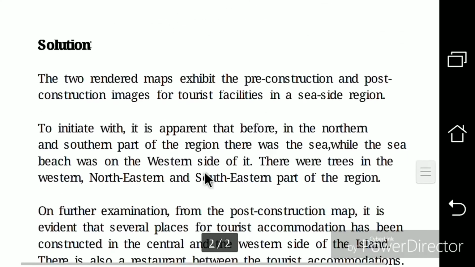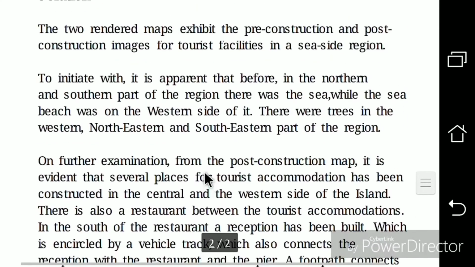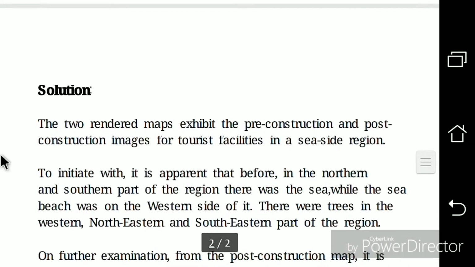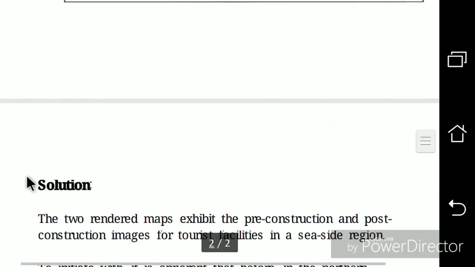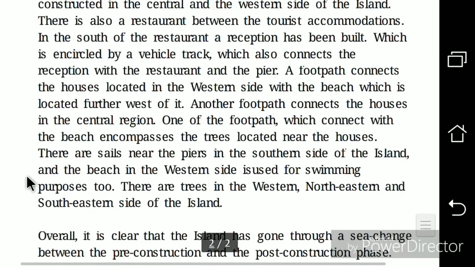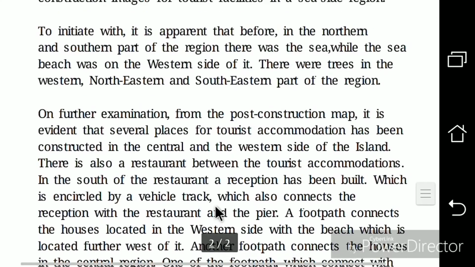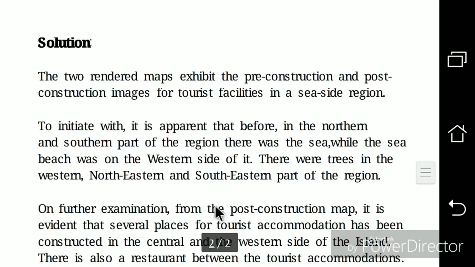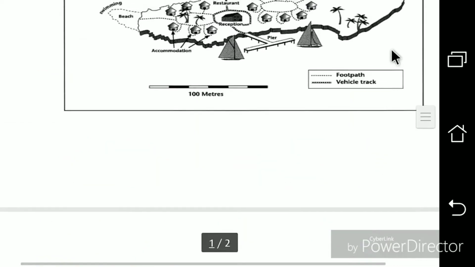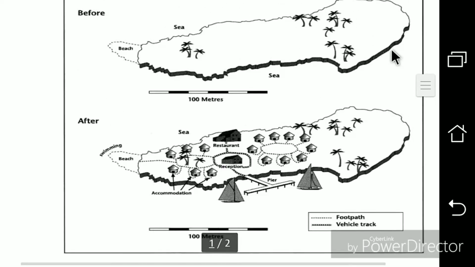You can write this overall or the overview in the second para itself. After writing the opening para, you can write the overall para or the overview para. But you can also write that at the end, as no marks will be deducted if you write that at the end itself. And this model answer would fetch you a high band. If you write answers like this in your IELTS examination, it would get you a high band.